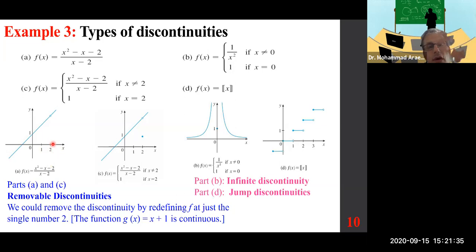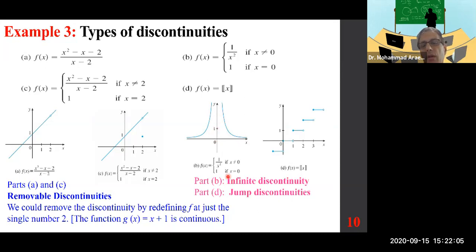You just have to redefine it. In this case, the functional value is also defined, but yet it's discontinuous. So you redefine it and you change it and it becomes fine. Both cases, because the limit exists, are called removable discontinuity. This one, there is no way we can fix it. Okay, this is a vertical asymptote or infinite discontinuity.